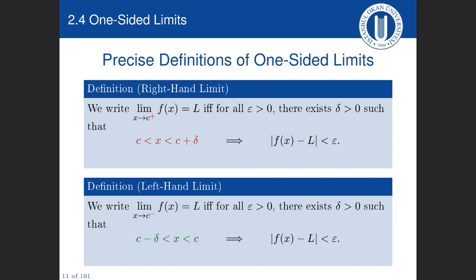And for the left-hand limit, almost exactly the same thing. I want to look at x, which is close to c, but on the left of c. So we're going to insist that x is between c minus delta and c.